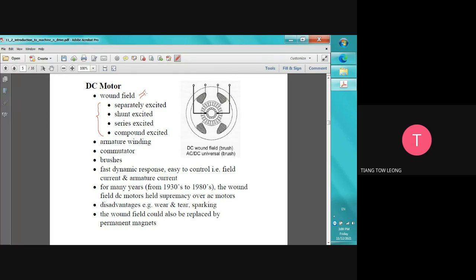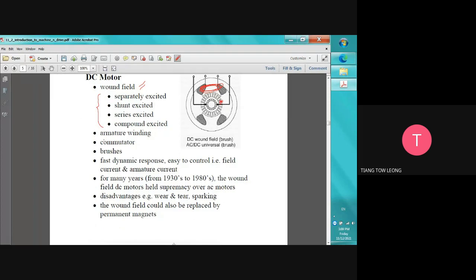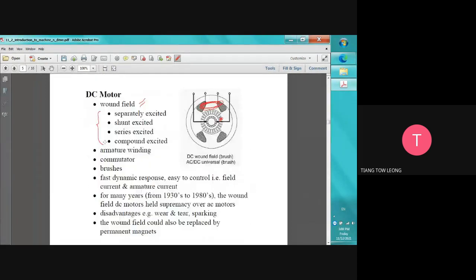Wound field means it has a coil. For example, it has a coil like this, then here also has some coils. That one is called wound field. Maybe I show you later on. Maybe I show you the video first.